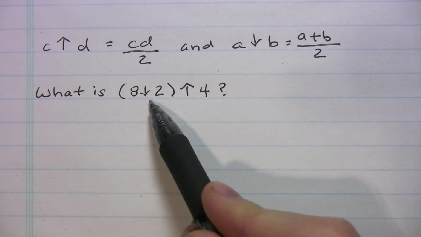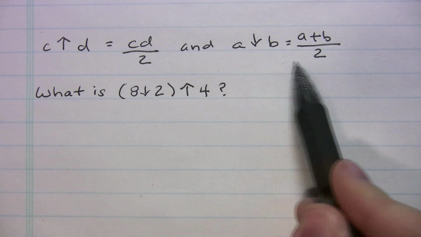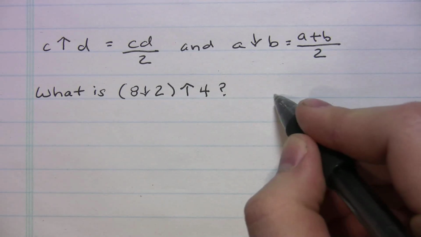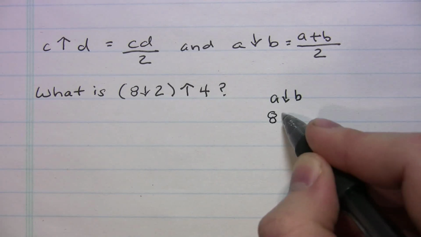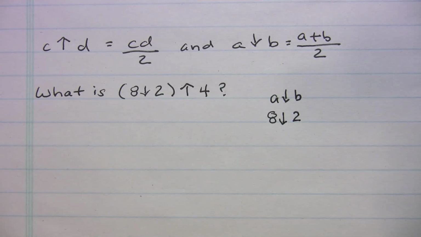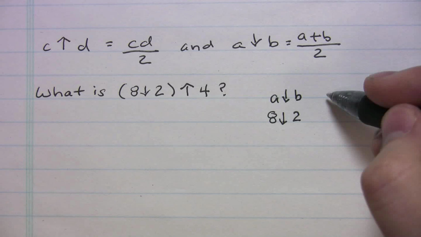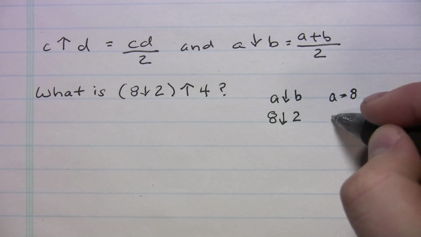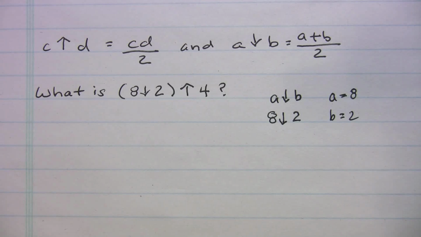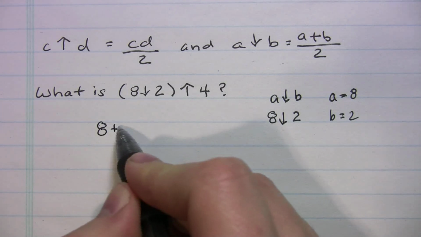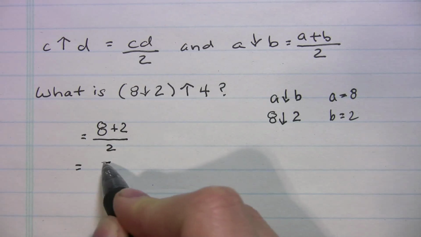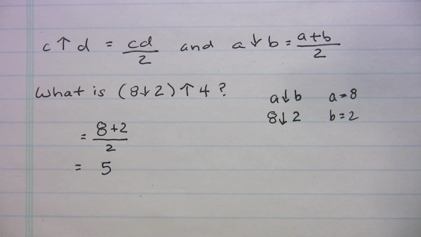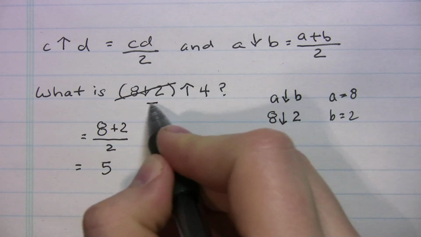So we're looking at 8 down arrow 2. That's this function right here. So we can write it over, A down arrow B, and I'll write 8 down arrow 2. And it's pretty easy to see what my A and what my B values are, right? So I can write down next to it A equals 8. We know B equals 2. So let's evaluate that. That's going to be 8 plus 2 all over 2, which is equal to 10 divided by 2. So that's 5. So now we just figured out that 8 down arrow 2 gives you 5. So we can cross that out, and we can put a 5 there.